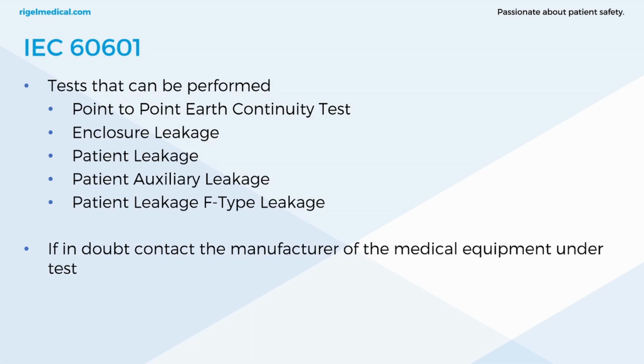So, IEC 60601 tests that can be performed: point-to-point earth continuity test, enclosure leakage, patient auxiliary leakage, and patient leakage F-type. If in doubt, or you have no official guidance available, contact the manufacturer of the medical equipment under test.